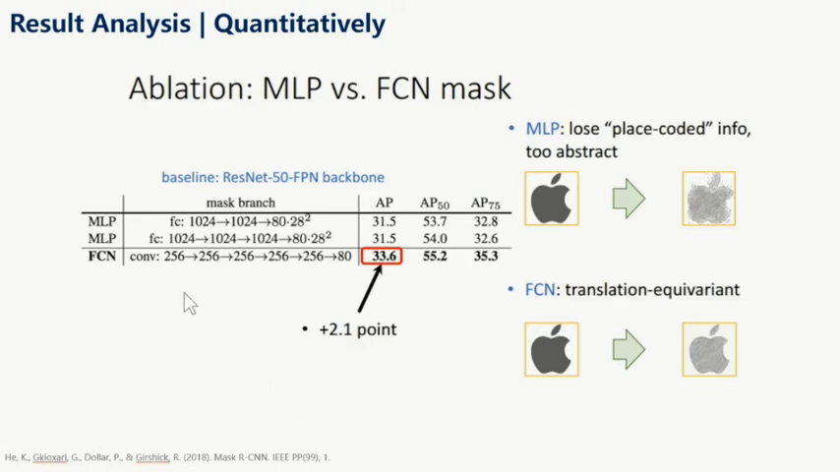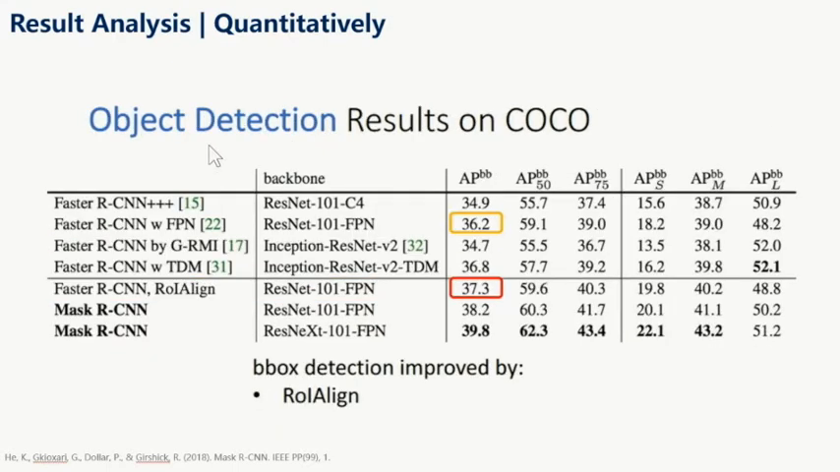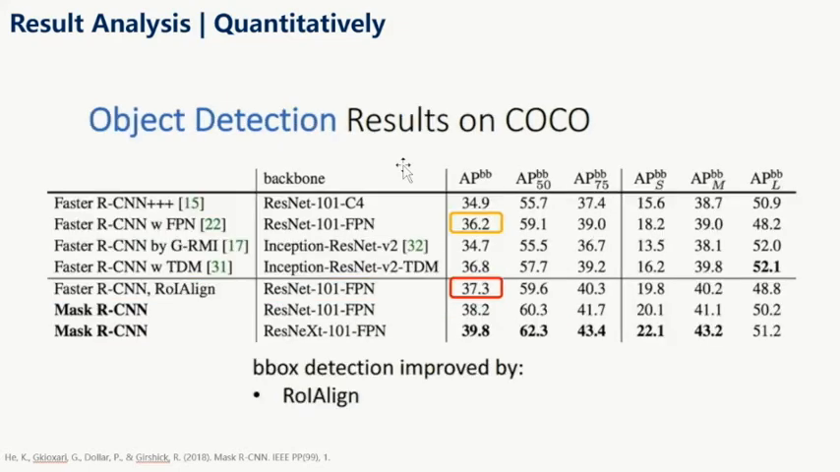From this table, we can see that Mask R-CNN can not only save a lot of memory space, but also accelerate the whole training process. This is the instance segmentation results. This is the object detection results. From these two tables, we can see that Mask R-CNN has really better results than Faster R-CNN.